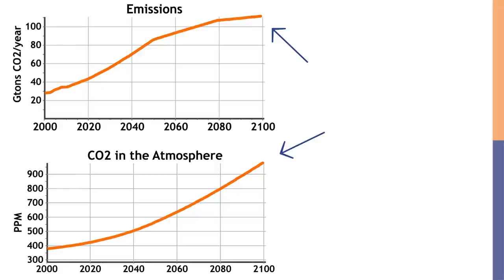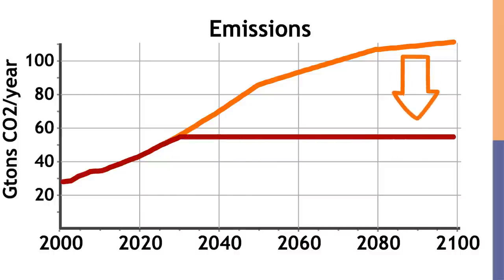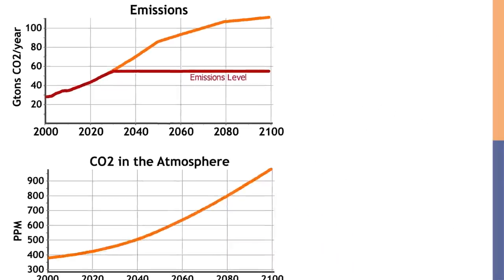Then the exhibit designers asked for a scenario where emissions level off around 2030. They don't rise, they don't fall, they just level. Emissions would be well below the business as usual case. By the way, this would be great. We would reduce emissions a lot. So I went ahead and made the changes in the simulation, and I watched the results.